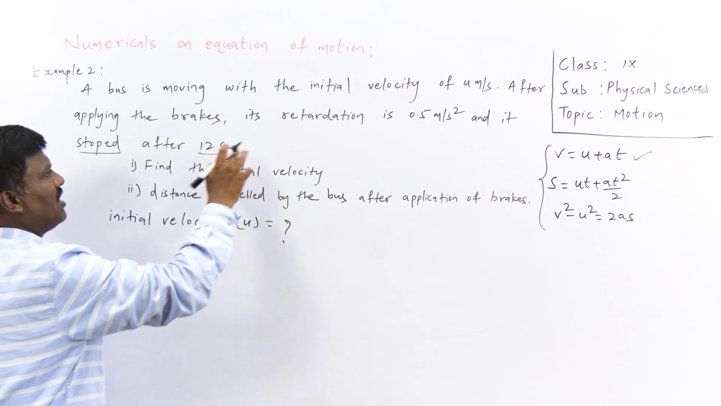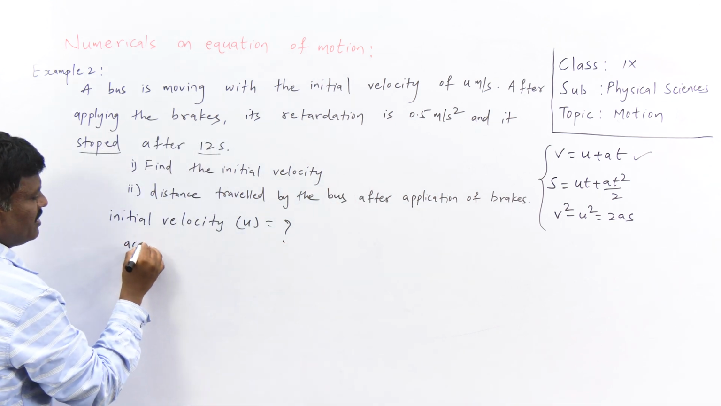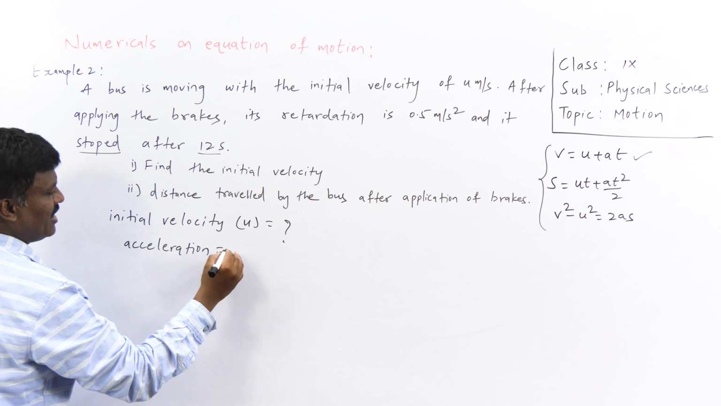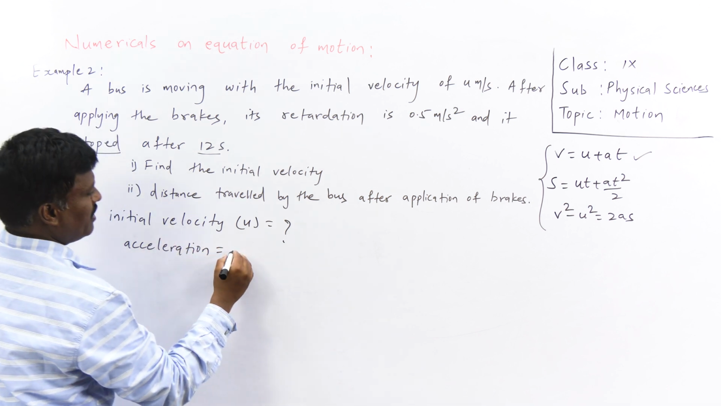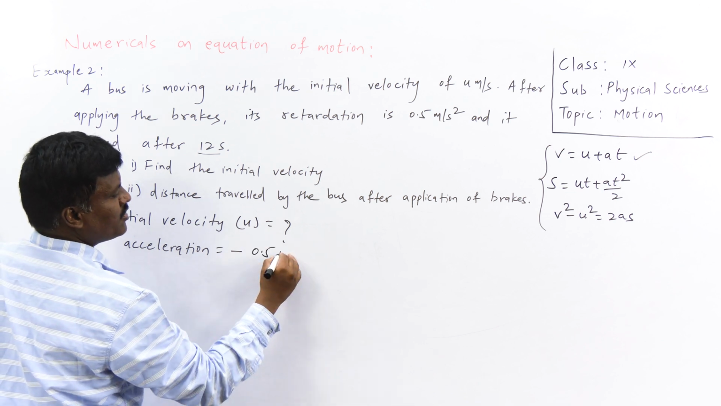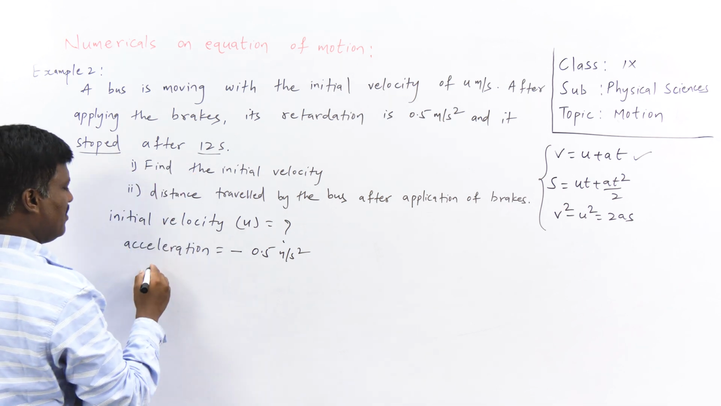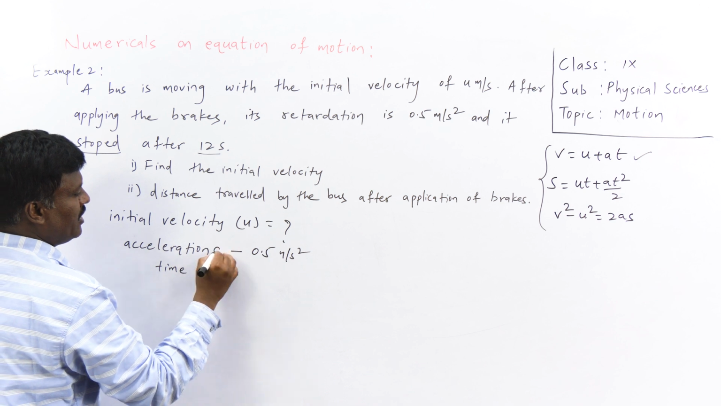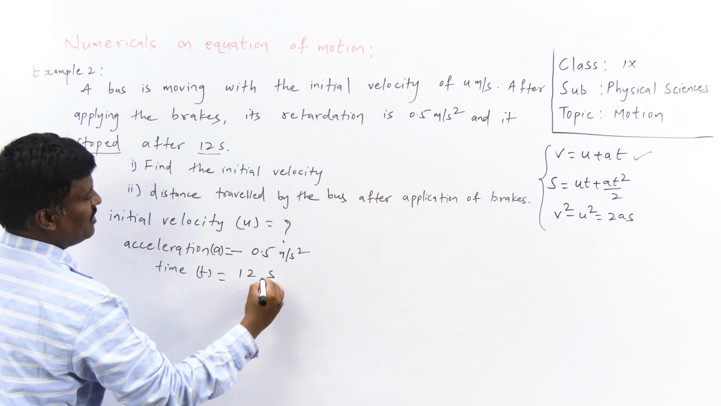Okay, and more, what is given? 0.5 meter per second square. What does this refer to? That refers to deceleration. Even though deceleration is called acceleration, it's a negative acceleration. That is why we have to write acceleration only, but the value should be taken negative, because it is negative acceleration. Minus 0.5 meter per second square. And it is stopped after 12 seconds. Time taken to come to rest, time t. Here a is equal to minus 0.5, time t is equal to 12 seconds.